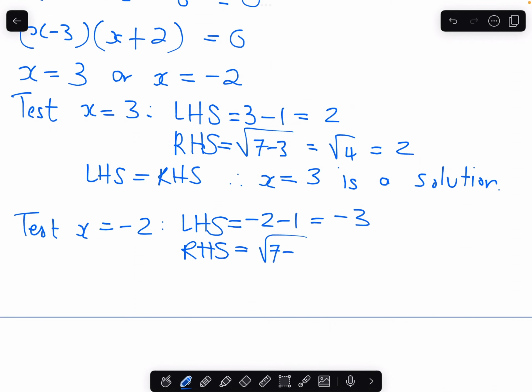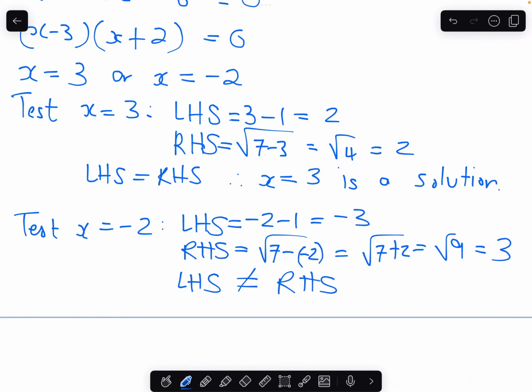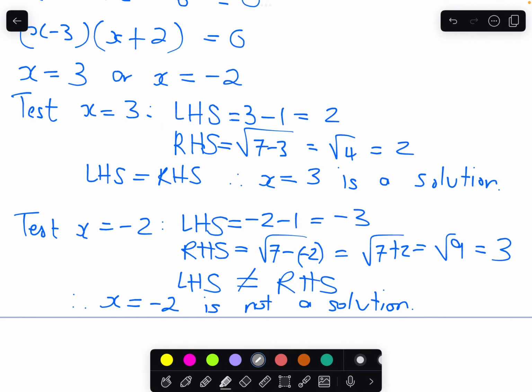7 minus negative 2, which is the square root of 7 plus 2, which is the square root of 9, which is positive 3. So here the left-hand side is not equal to the right-hand side. Therefore, x is equal to minus 2 is not a solution. Okay, so I'm not going to go to a new page to say this. I'll just highlight here that this is our only solution, x is equal to 3.